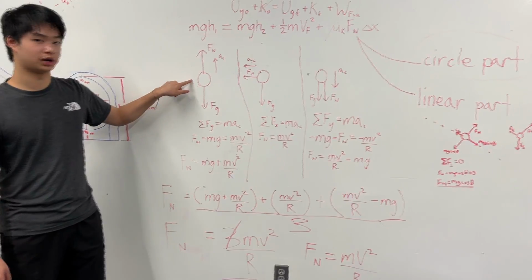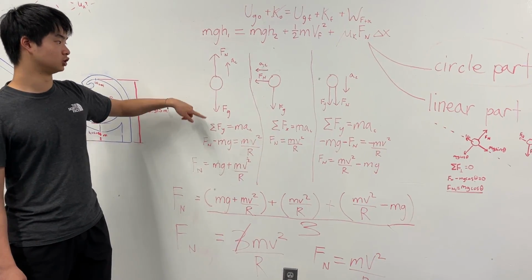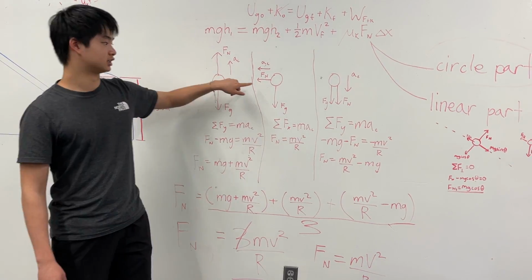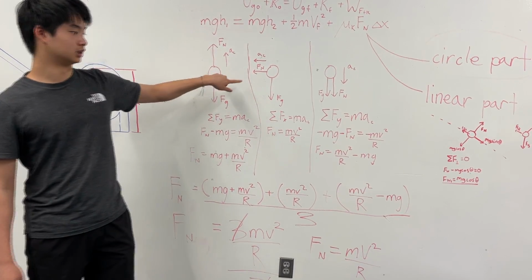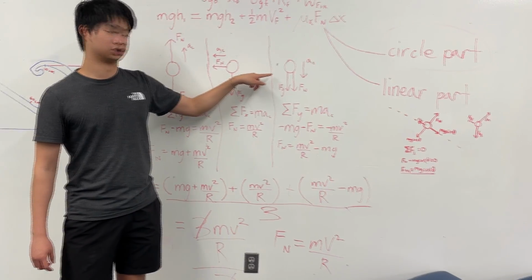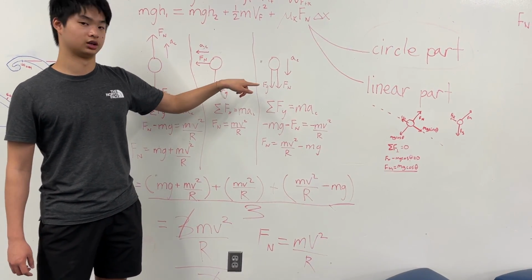So this is the free body diagram for the bottom of the track, where Fg is going down and Fn's going up. And then this is for the right side of the track, where Fn's going to the left and Fg's going down. And this is the top part of the track, where both Fg and Fn are going down.